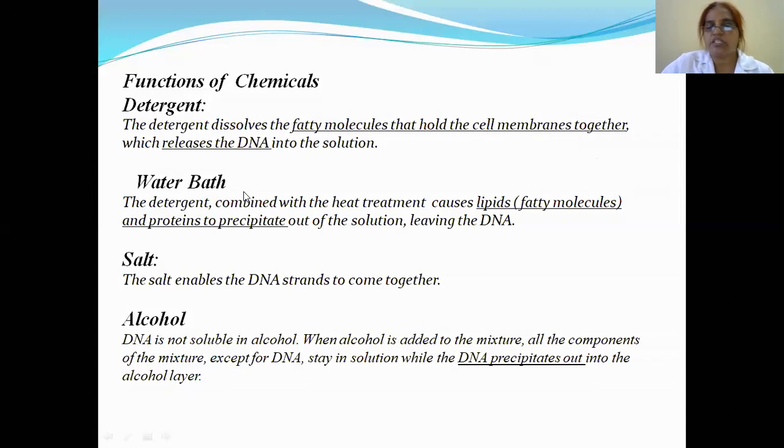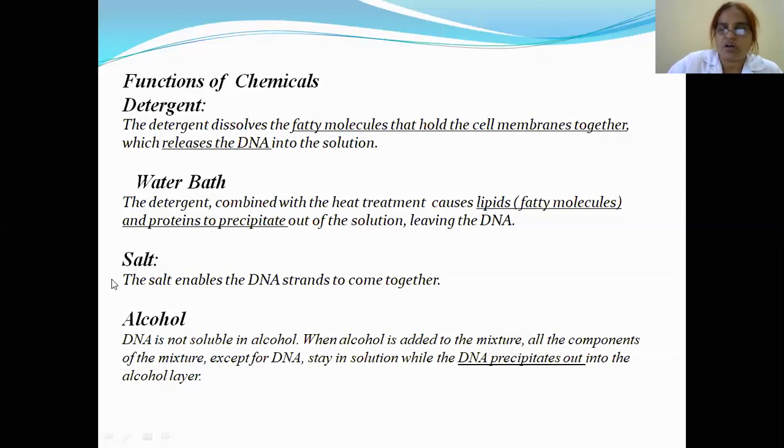Next, water bath. When detergent is combined with the heat treatment, it causes the lipids and proteins to precipitate. That means when you heat the solution by using a water bath, it causes the lipids and proteins to precipitate out of the solution, leaving the DNA.